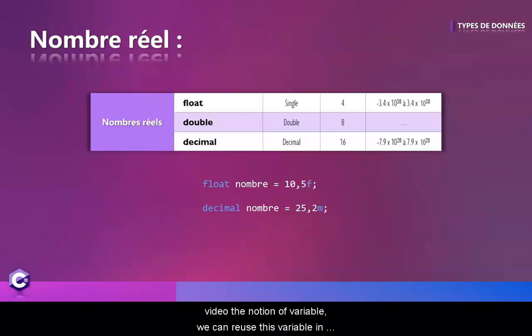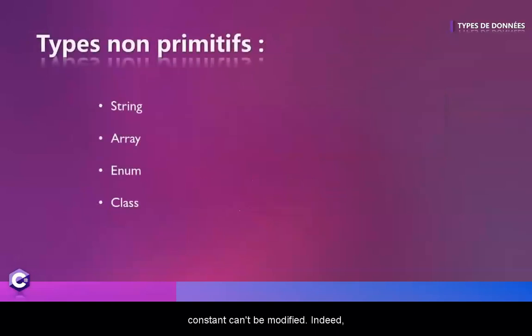We can reuse this variable in our program, display the value it contains, modify it, etc. It's the same process with the constant, except that the constant can't be modified. Indeed, the value that is contained in the constant can be reused but can never be modified. You may wonder, what's the point exactly? Let me give you an example.